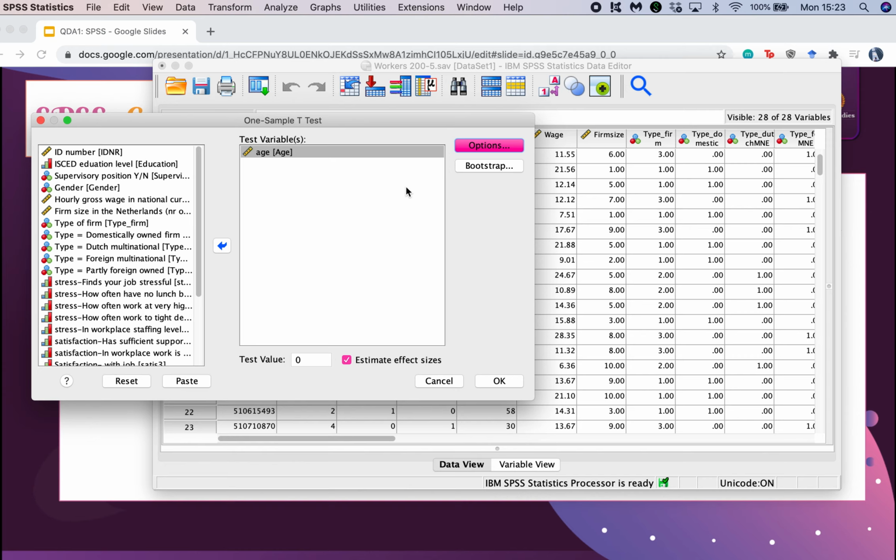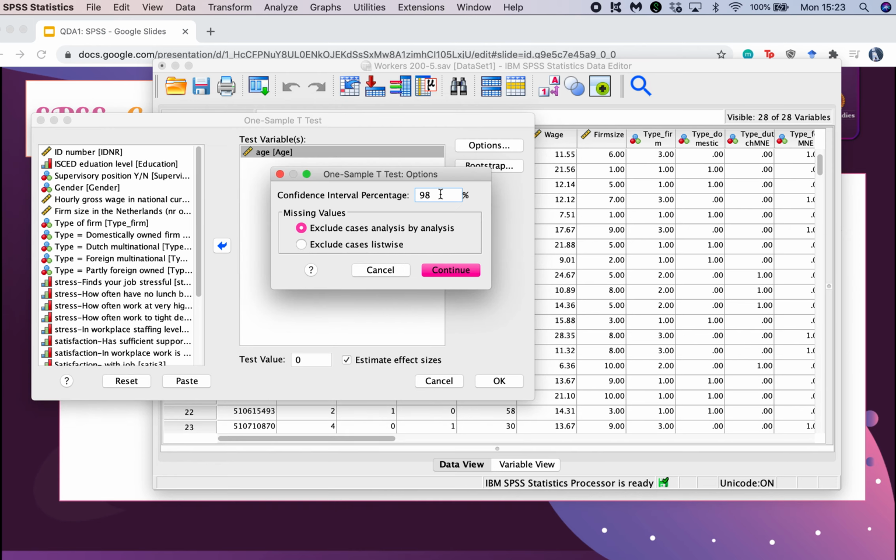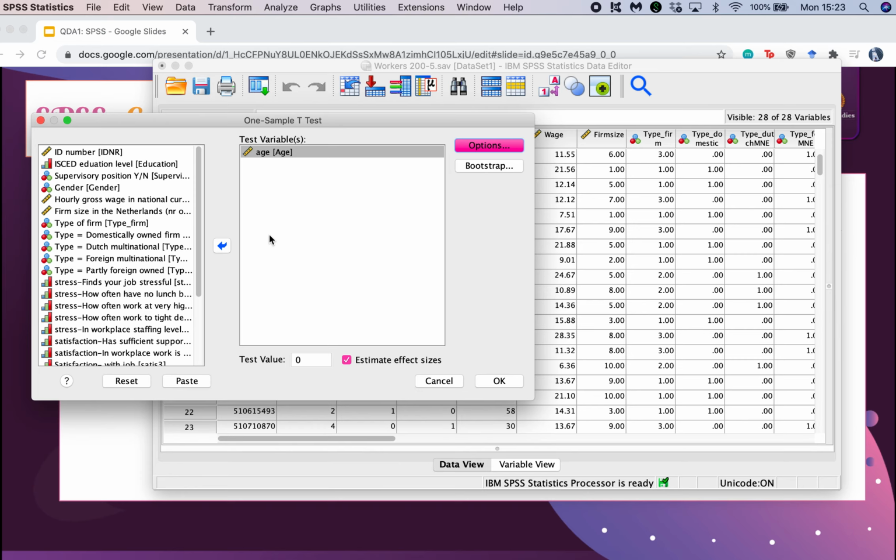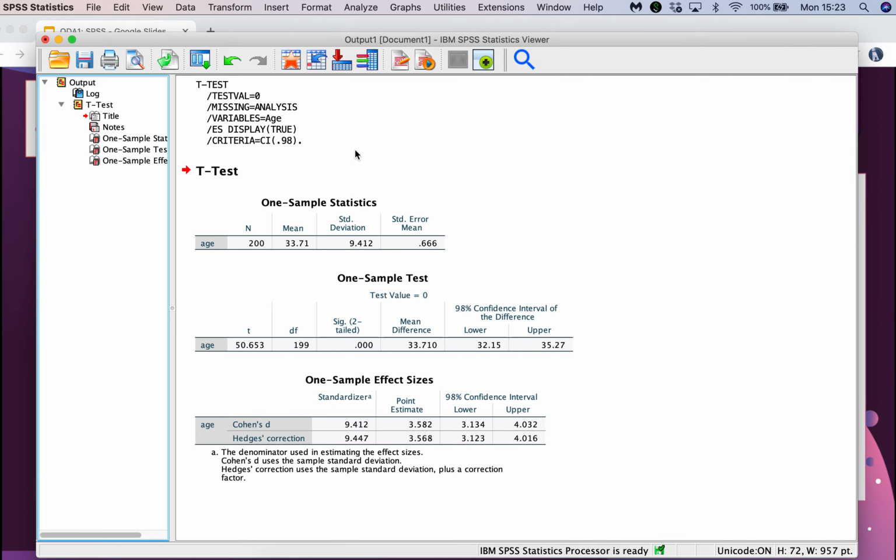So that is the only thing that we need to do actually in this function in SPSS. If you need a 98% confidence interval, 96%, it doesn't really matter. Just make sure that you change it under options and then click continue. And the rest you don't need to change. You don't need to bootstrap, you don't need to do anything. So then click OK. And in your output, you get this.